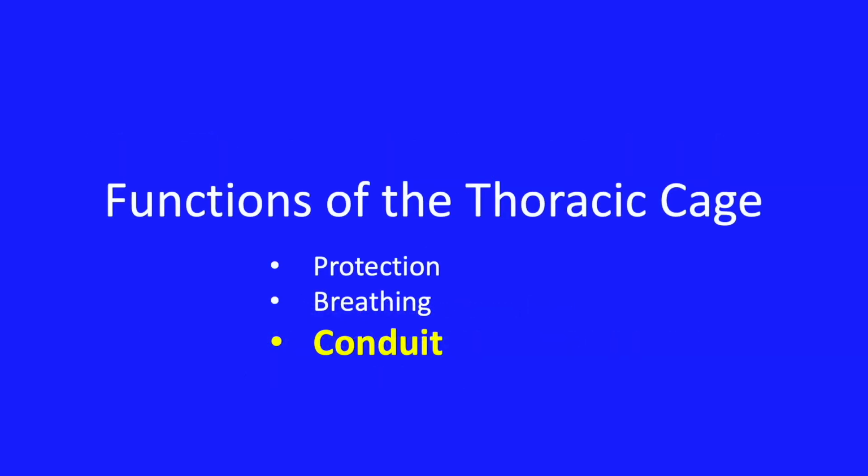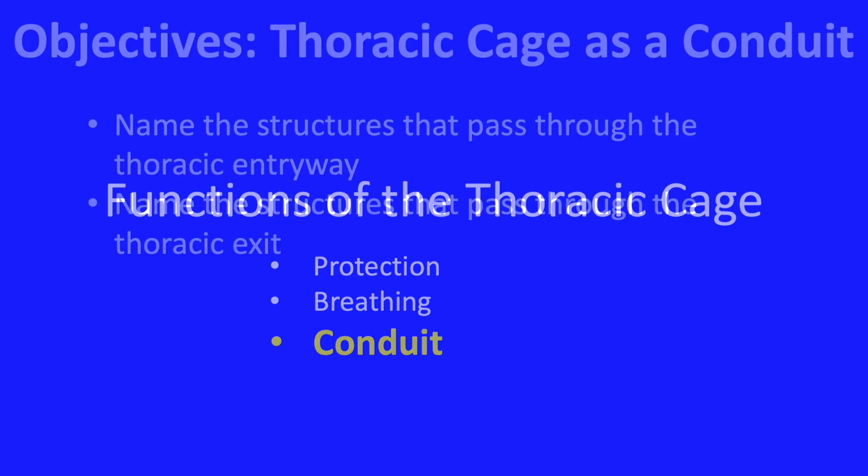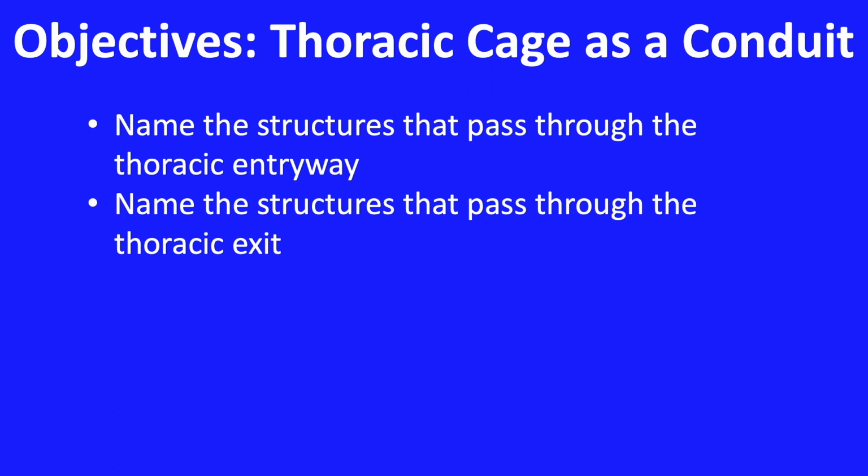Previously, I discussed how the thoracic cage offers protection to the internal organs and helps us in respiration. In this lecture, I will present the third function of the thoracic cage and learn how it serves as a major conduit of clinically relevant structures. The two objectives of this lecture are to first describe the structures that pass through the thoracic entryway, and second, describe the structures that pass through the thoracic exit.